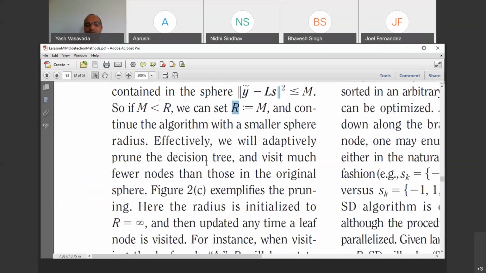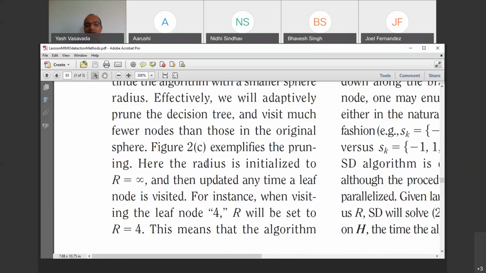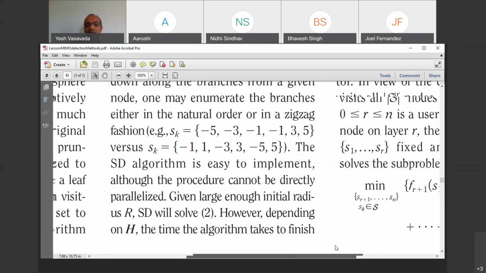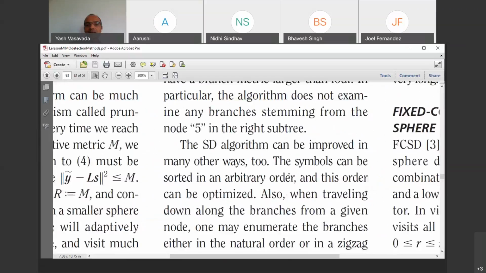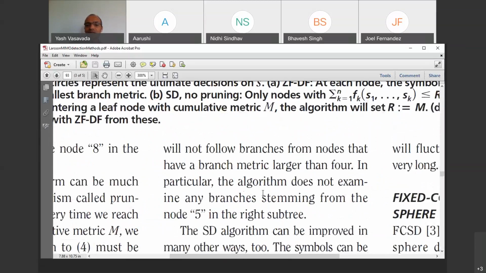And so our algorithm becomes smarter. When we visit the leaf node 4, R is set to 4, which means that the algorithm will not follow branches from nodes that have a metric larger than 4. And so it does not examine branches coming from 5.